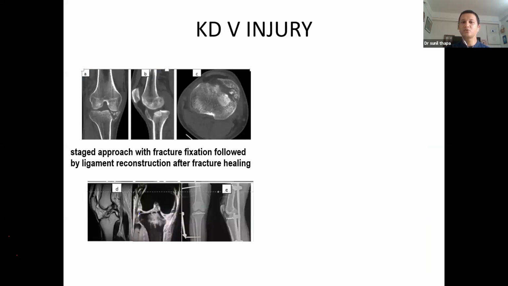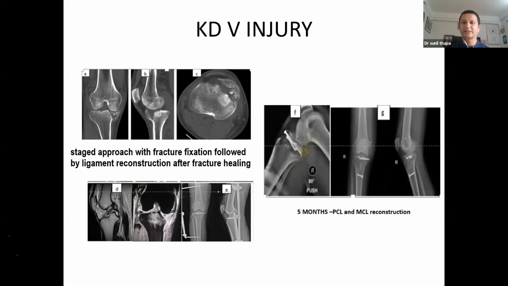In the primary phase, we may put a knee-spanning external fixator to maintain the knee joint reduction and address the periarticular fracture, align the periarticular depression with screws and, if required, plates. Once the fracture heals, then after some time, we have to go for a staged ligamentous reconstruction, and that will give a good outcome. If you just treat the bony injury, the functional outcome will not be good.